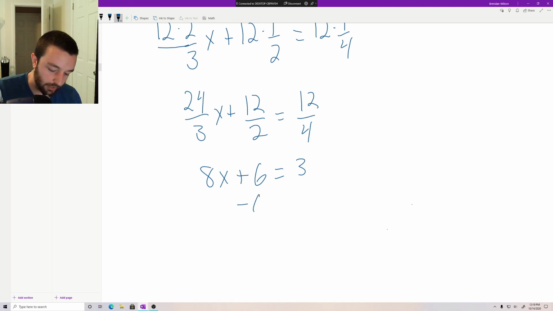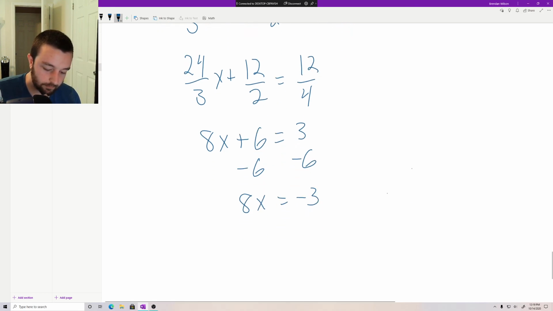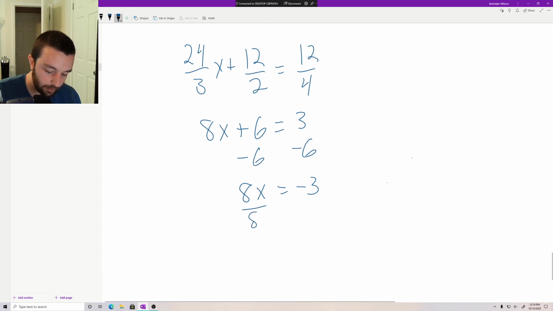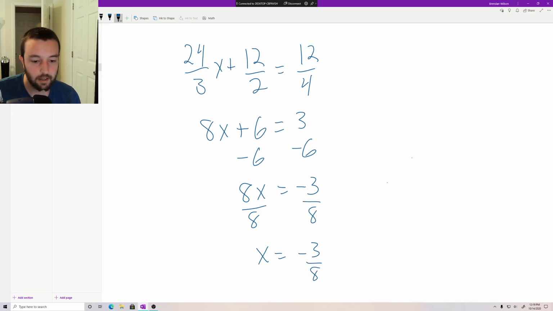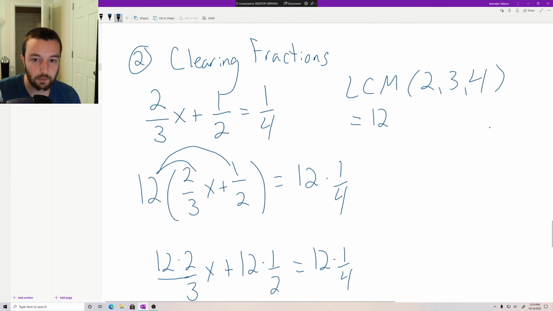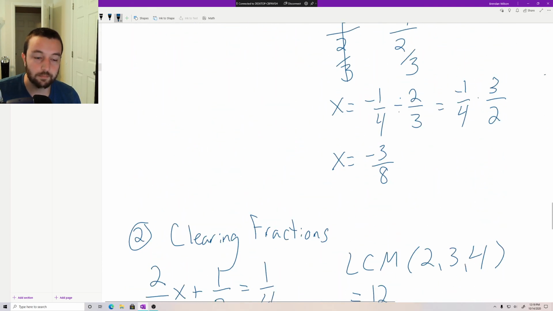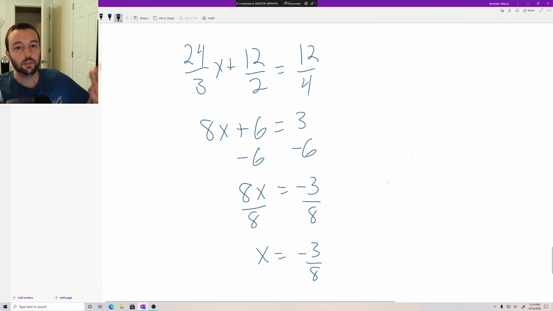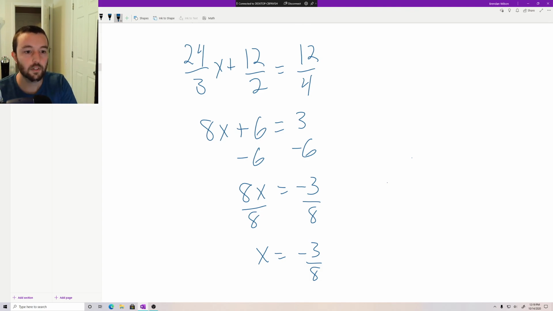So now we can subtract 6 on both sides to get 8x equals -3. And then we can divide both sides by 8 to get x equals -3/8. Okay. So we get this, which was the same thing we got doing it directly. So you can do this either way. It's completely personal preference. The first way is maybe a little faster, but this way is, I think, easier. So it's up to you.